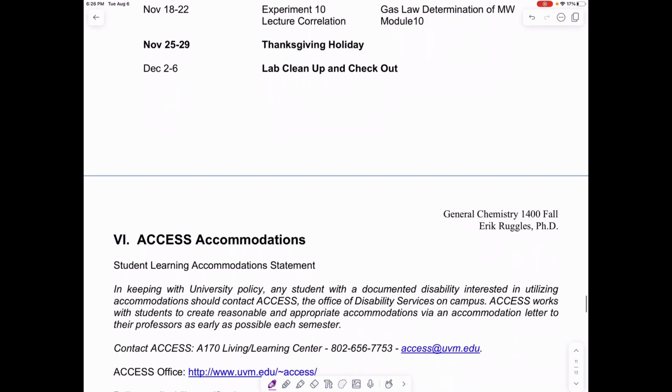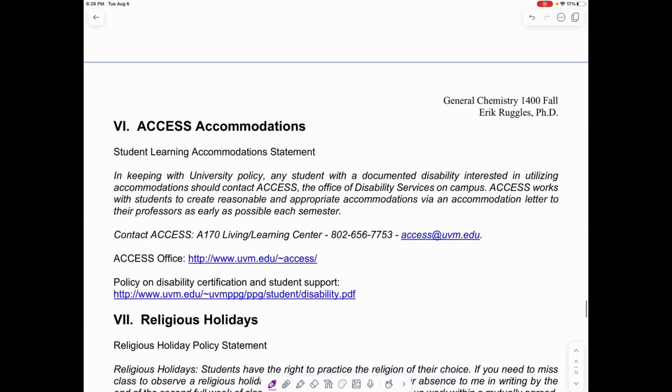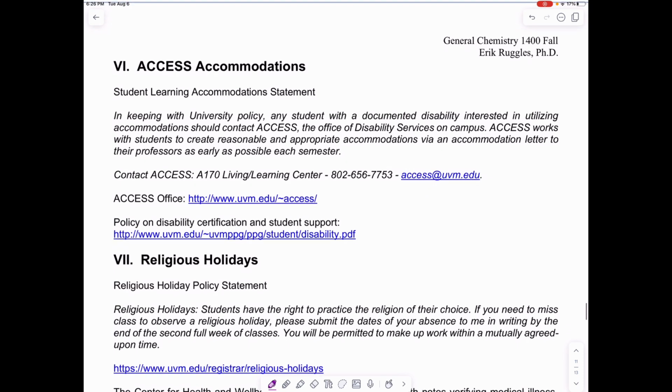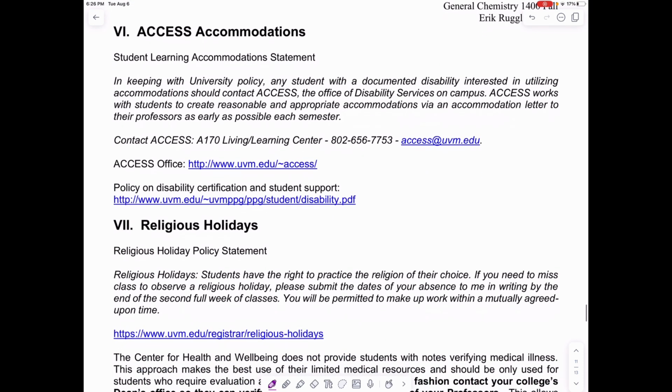The last bit of the syllabus is talking about different UVM entities such as Access. Access provides accommodations for students with maybe some learning issues or other disability services. Please make sure you go through and contact Access so that we can provide proper accommodations for you, so that we can put you in the best environment for success.